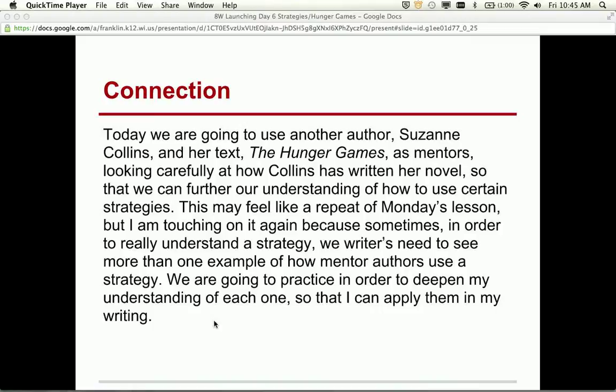This may feel like a repeat of Monday's lesson, but I'm touching on it again because sometimes, in order to really understand a strategy, we writers need to see more than one example of how mentor authors use a strategy. We are going to practice in order to deepen our understanding of each one so that I can apply them in my writing. So it's important to try several different texts and see if you can see the same types of strategies used in each of the texts.